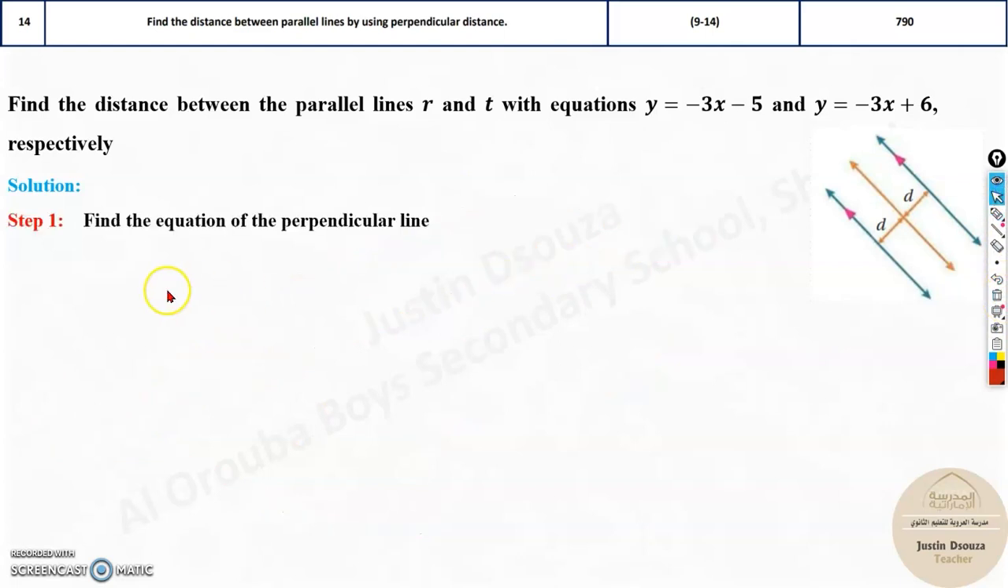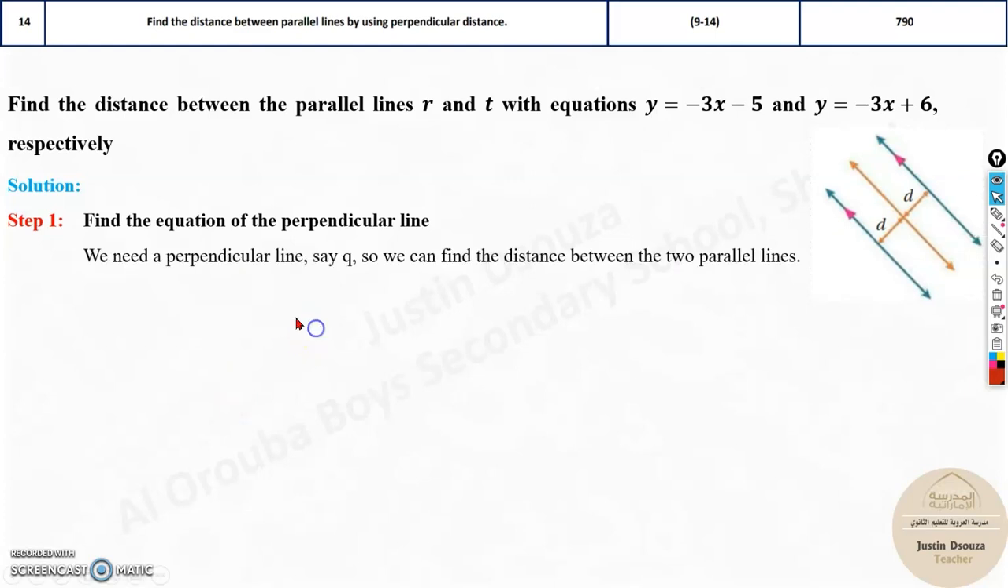Now, how do we do that? First, find the equation for the perpendicular line, because the shortest distance between these two would be the perpendicular line, right? So now we need a perpendicular line. We can call it anything, say Q over here. To find the distance between these, you need to use the equation of any one of the lines and then find the perpendicular. It's up to you to choose.